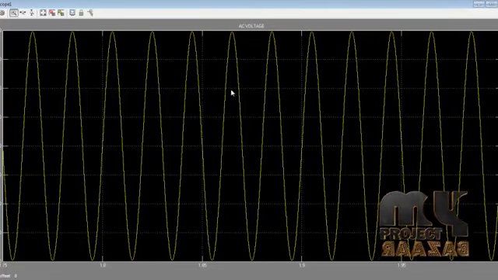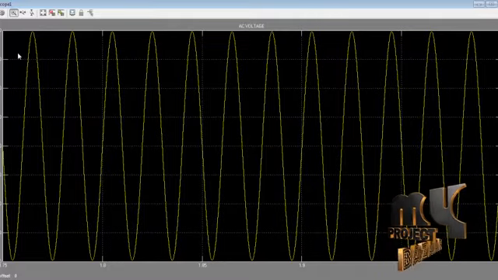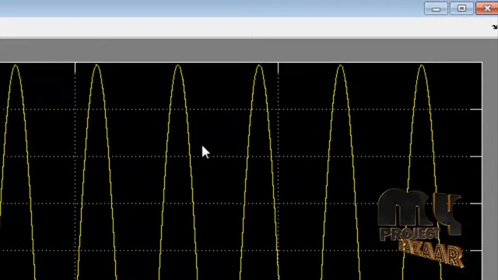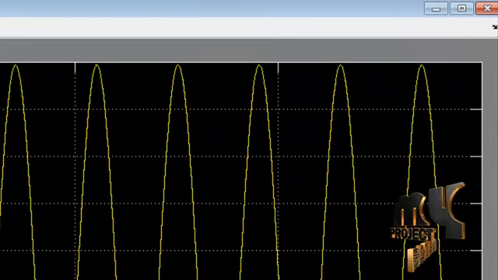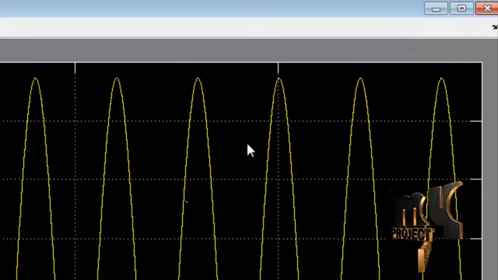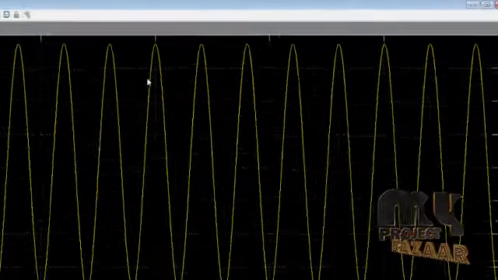First we can see the AC voltage. The AC input voltage has an amplitude of 200. Next we can see the AC current. It has an amplitude of 10. This is the filter current of the passive filter.